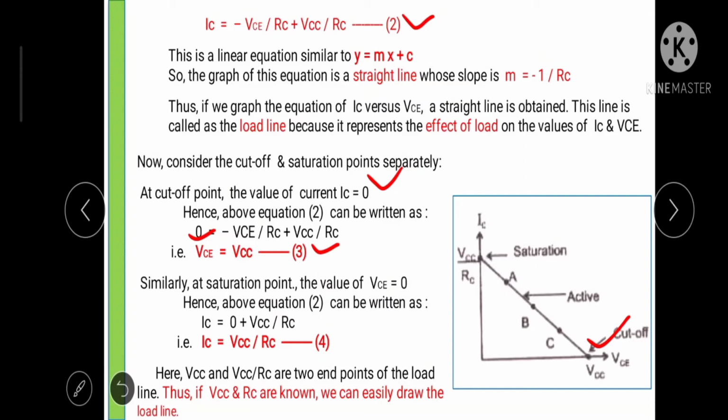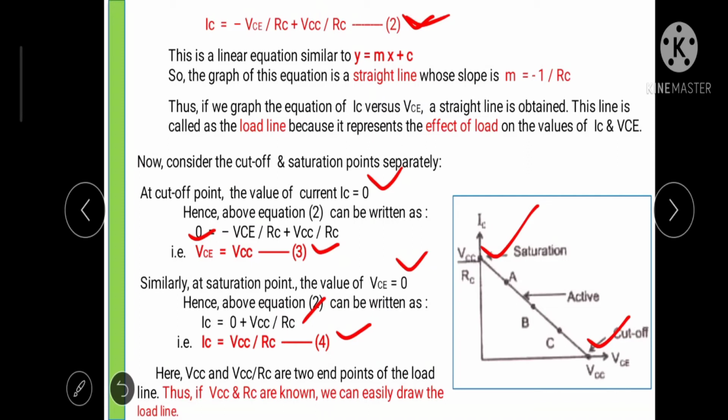Similarly, at the saturation point, the value of VCE is 0. So again, we substitute VCE equals 0 in equation number 2. We can write equation number 2 as IC equals 0 plus VCC upon RC, and by rearranging, IC equals VCC upon RC. Let's consider this as equation number 4.